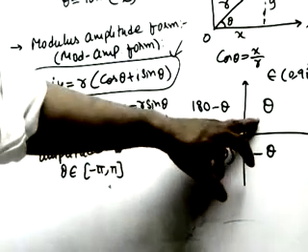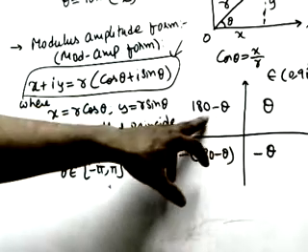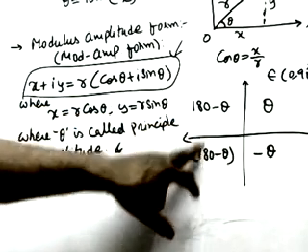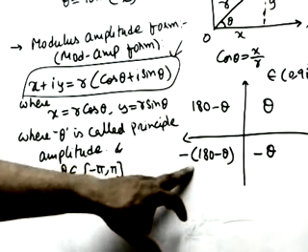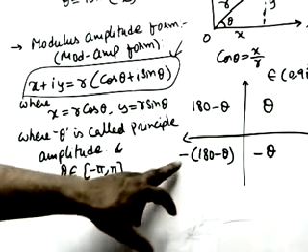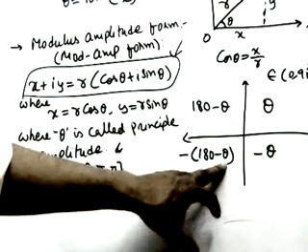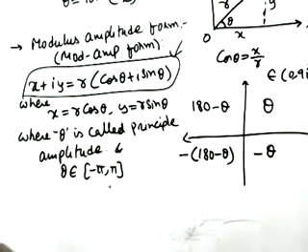So for the principal amplitude, whenever we get the first quadrant, we use theta. Second quadrant, sine positive, cos negative: 180 minus theta. Both sine and cos negative is the third quadrant, where we use minus of 180 minus theta. And for the fourth quadrant, we use minus theta.